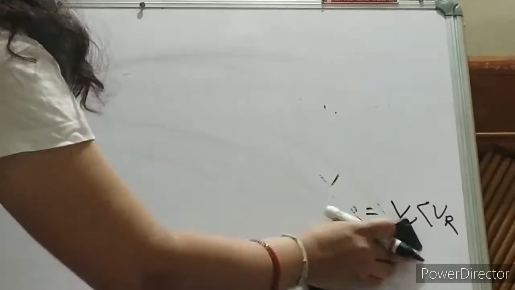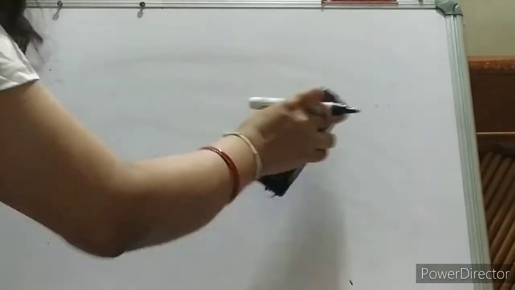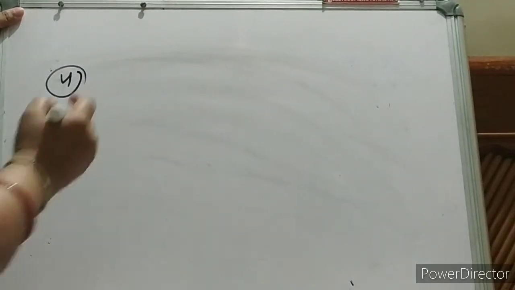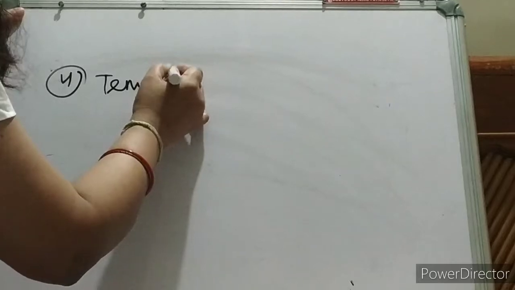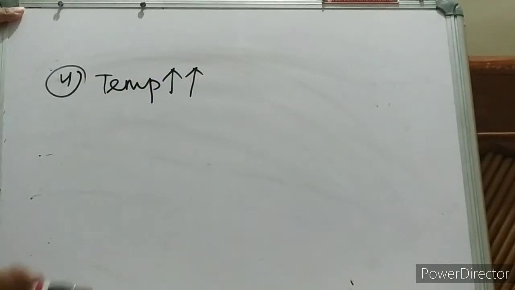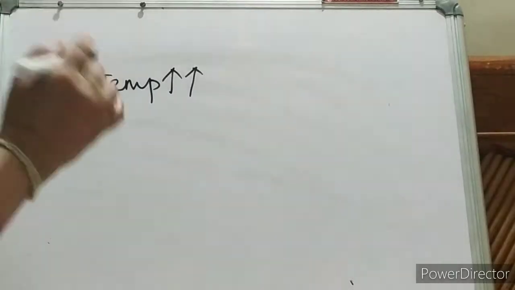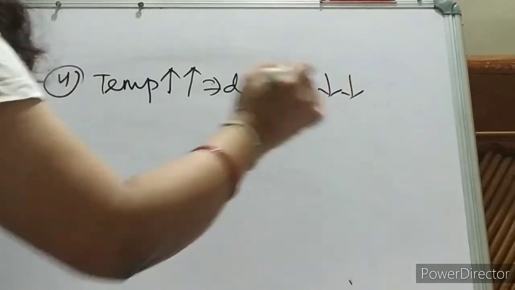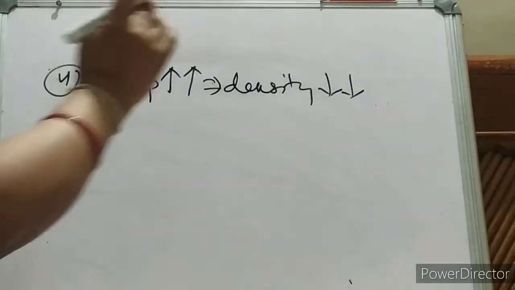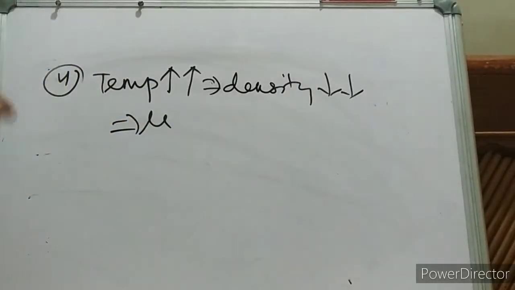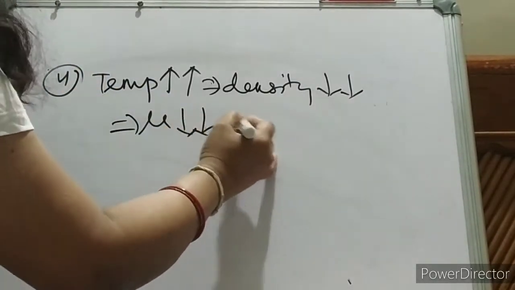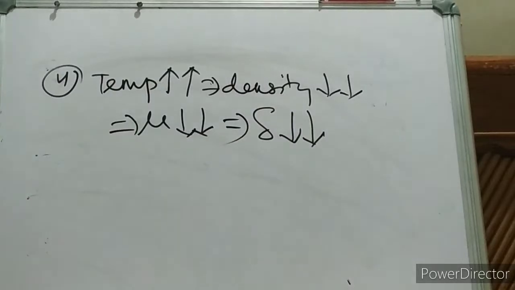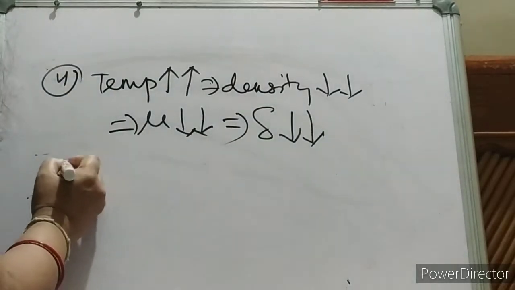Now we'll move to the next point on which your deviation depends. That is your fourth one. It depends on temperature also. If temperature increases, what will happen? If temperature increases, then molecules will move further apart. That means your density will decrease, the medium is getting rarer. That means your refractive index also decreases. If the refractive index decreases, your deviation also decreases. Is it clear?